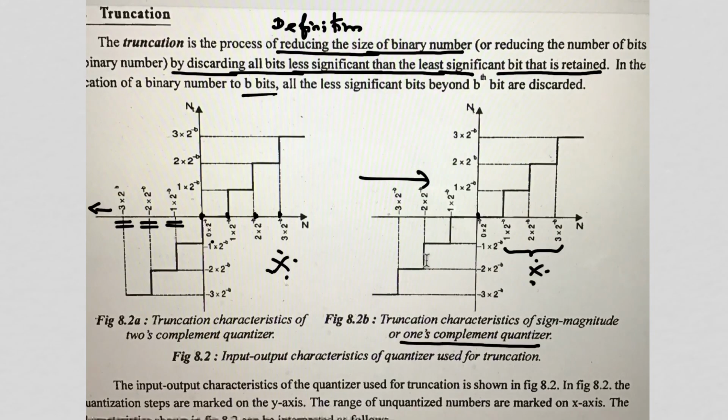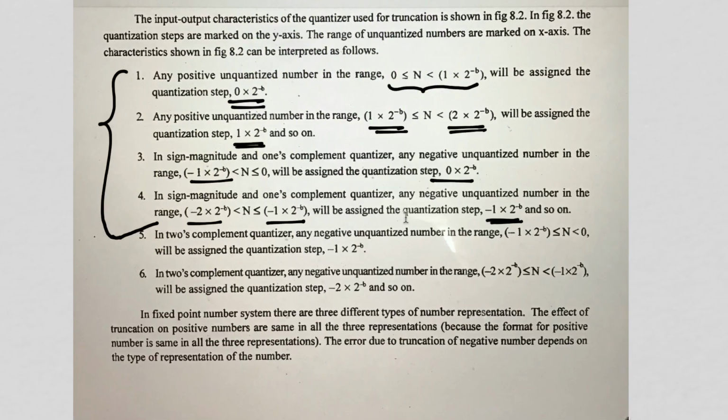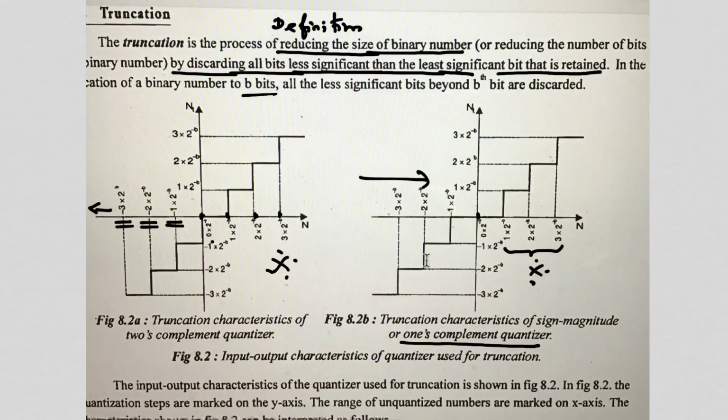Whereas in the case of 2's complement quantizer, any negative unquantized number within the range of minus 1 into 2 power minus b to 0 will be assigned the quantization step of minus 1 into 2 power minus b. Whereas in 2's complement quantizer, any negative unquantized number in the range of minus 2 into 2 power minus b to minus 1 into 2 power minus b will be assigned to the quantization step of minus 2 into 2 power minus b only. You can see that in the diagram.